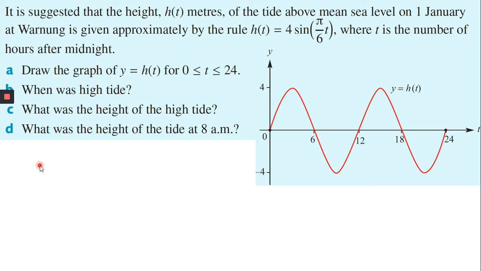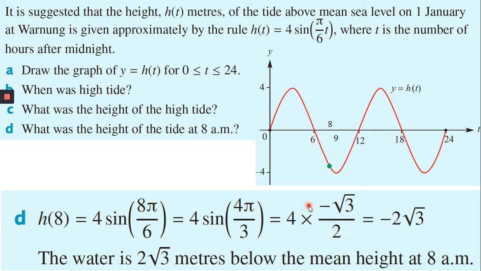What was the height of the tide at 8 a.m.? So I'm trying to work out, that's 9, isn't it? So 8's about there. So it's down there somewhere. Perfect. So I'm just subbing in for 8. So t is 8. So we've got 8 pi on 6. Simplify this. 8 over 6, 4 over 3. Look that up. Exact value. So don't forget that's not in the first quadrant. You've got to take it back to the first quadrant.